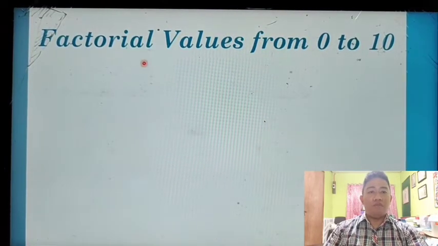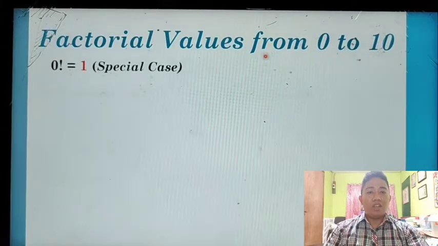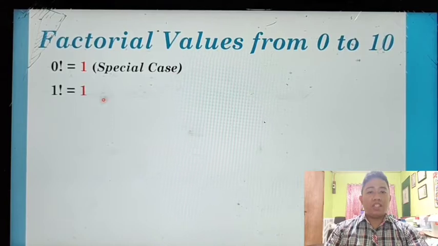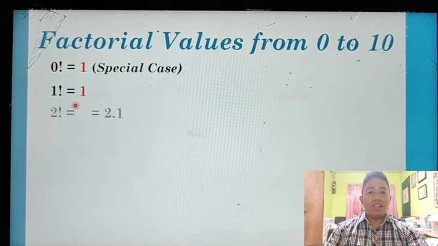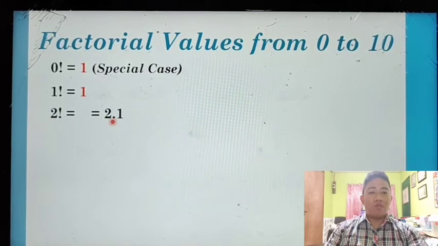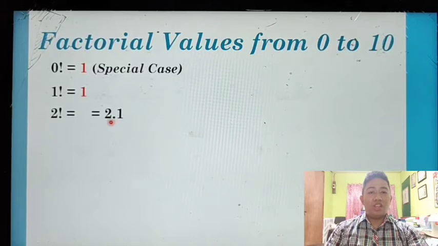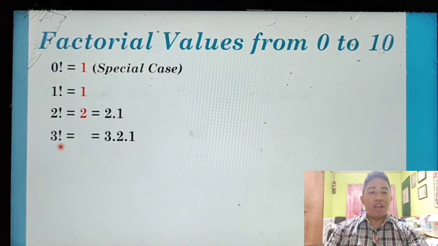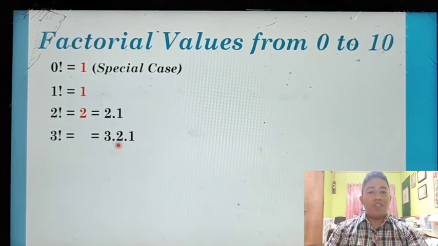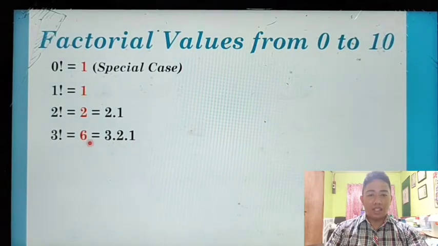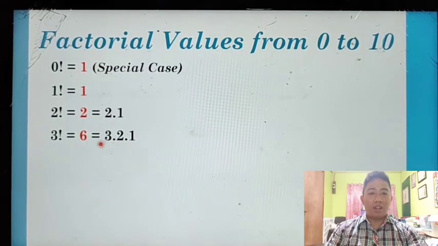So let's continue with the factorial values from 0 to 10. We all know that 0 factorial is equal to 1, and that is our special case. Next, 1 factorial is equal to 1. 2 factorial is equal to 2 times 1, so we get 2. We have 3 factorial, so we all know that the series of natural numbers goes from the larger number down to 1. So 3 times 2 times 1, so 3 times 2 equals 6 times 1 equals 6.